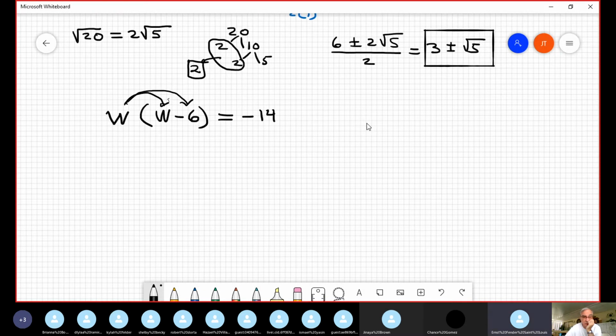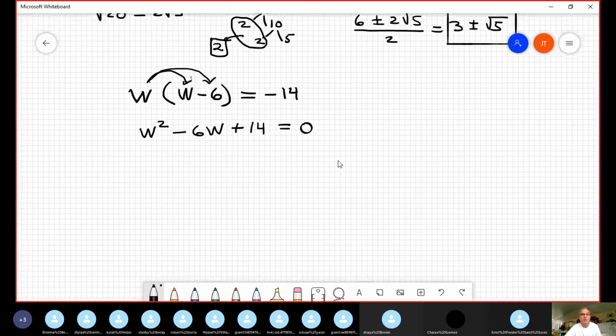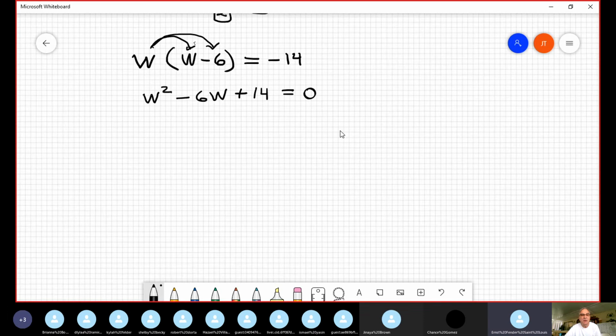Because I want to remove the parenthesis: w squared minus 6w, and transfer the negative 14, so it becomes positive 14. Correct. Now, what method are we using? Factorization or quadratic formula? Factorization is going to be easier.